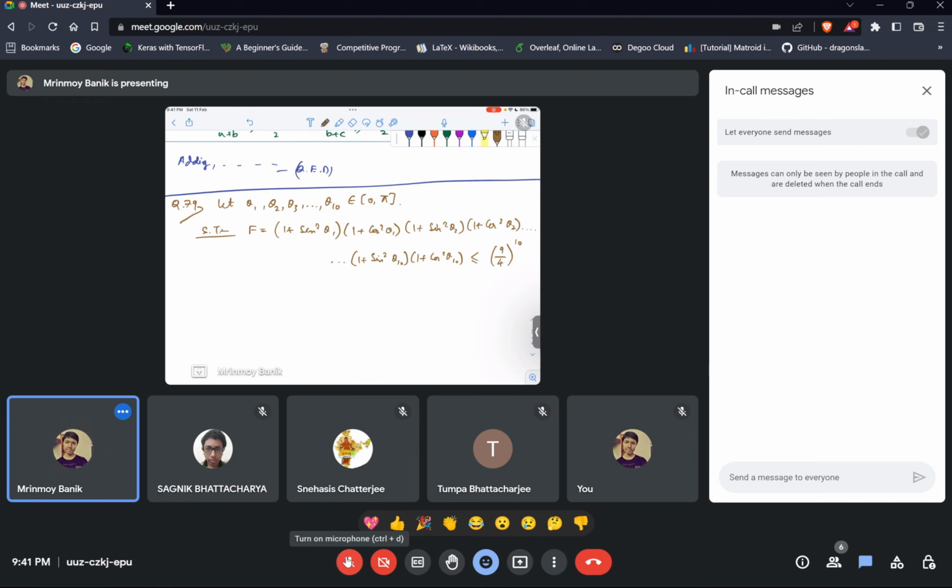And the second part of the question is what's the maximum value attained by f, and at what values of theta 1, theta 2 up to theta 10 is the maximum value attained?